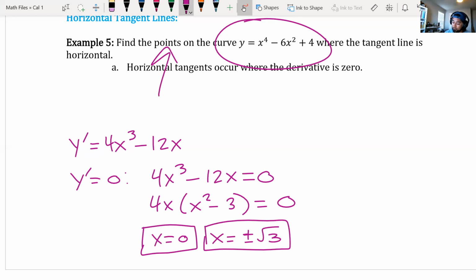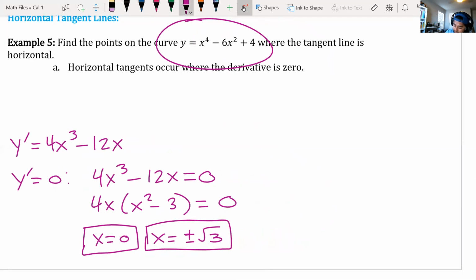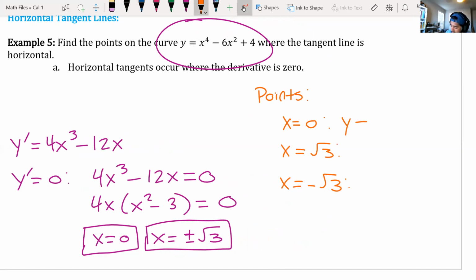And it said find the points. So what we're going to do now is take these values of x and plug them into the original function for x. So now we're looking for the points. I'll just write them here. x equals 0, x equals the square root of 3, and x equals the negative square root of 3. And y equals, y equals, y equals. The first one's easy. If you plug 0 into the function above, we're going to get 4. That one's nice.